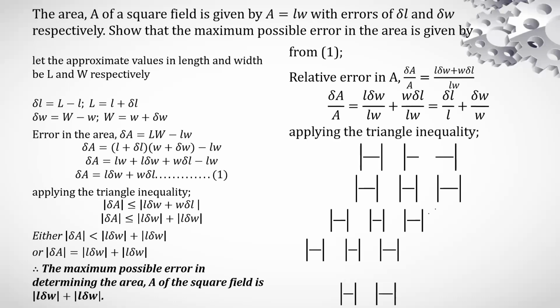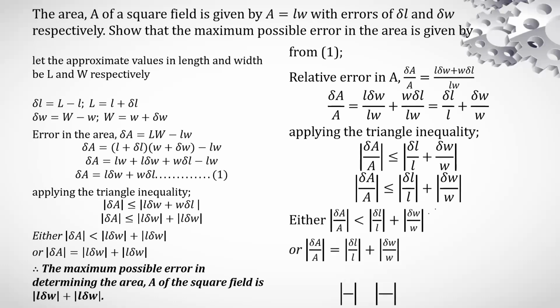Yes, the absolute value of the relative error in obtaining the area will be less than or equal to the magnitude of the sum of the different relative errors. Or it is the same as saying that the absolute relative error is less than or equal to the sum of the individual absolute relative errors that were determined. So it is either less than that or equal to.